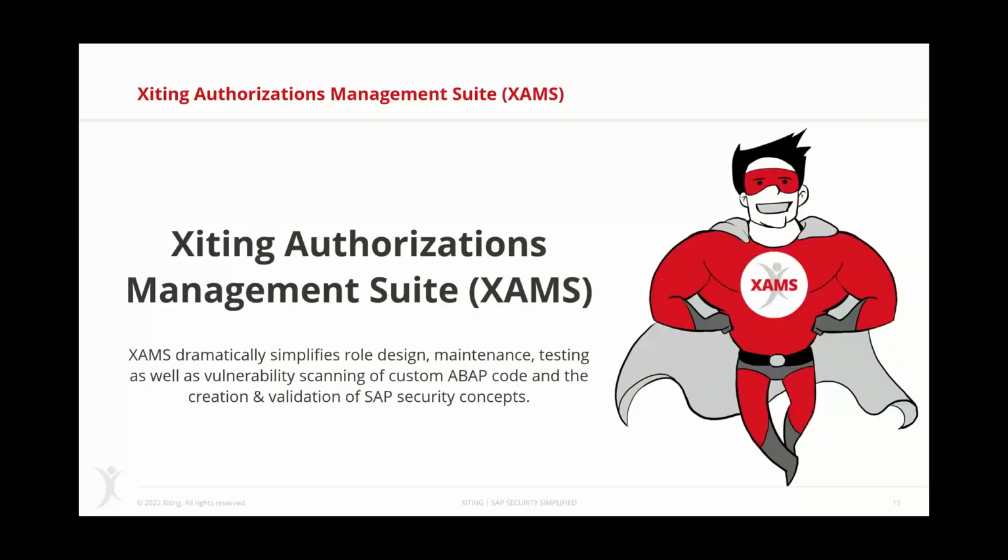So the tool, and you might have seen it on our homepage or in previous webinars, is the Xiting Authorizations Management Suite, or XMS for short. Whenever I talk about XMS, that's a suite of tools. It has 7 modules that do different things, from code scanning, maintaining roles, designing roles, testing roles, documenting roles, to security monitoring. All that is part of the XMS. The XMS is a huge tool. It's been around for 14 years and does a lot of things. We have 1,000 use cases in there. So today we'll just talk about one particular one, which is the RFC.